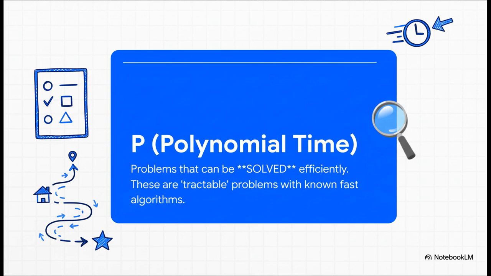First up, let's talk about P. P stands for polynomial time, which is really just a fancy way of saying solvable fast. These are the problems that we consider easy for a computer because we have a known efficient recipe, an algorithm, to find the solution directly. You know, things like sorting that list of numbers, or your GPS finding the quickest way to get you to work. Those are problems in P.